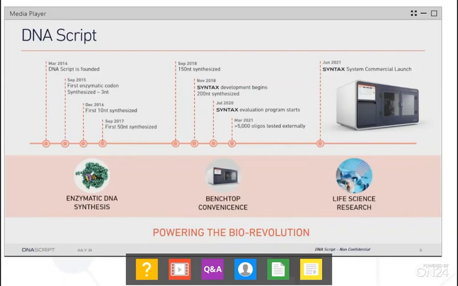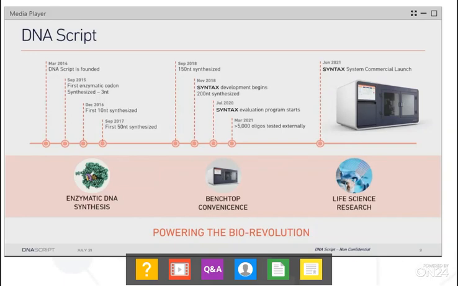worked to increase our oligo length capabilities, with our first 10 nucleotide oligo synthesized in December of 2016, first 50 nucleotide oligo synthesized in September of 2017, first 150 nucleotide oligo in September of 2018, and 200 nucleotide oligo in November of the same year.